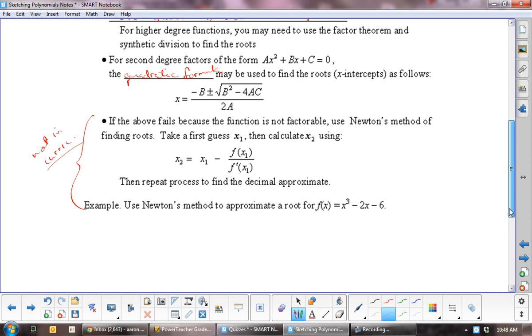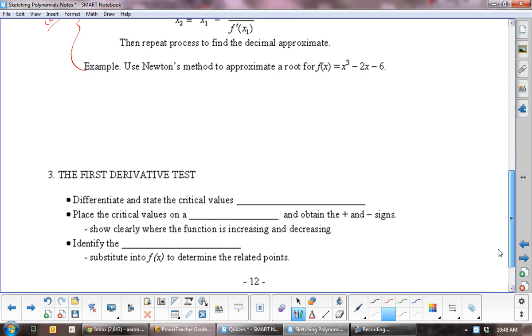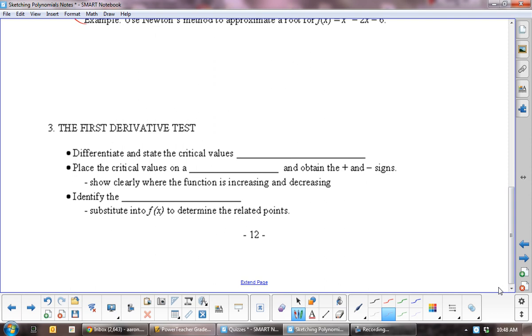But one thing we haven't been talking about is how high and how low it's going when it's making those turns and those twists. Well, we're going to use the first derivative test for that. Okay, so differentiate and state the critical values when f prime of x equals 0. Because when the slope equals 0, it could be a max or a min.